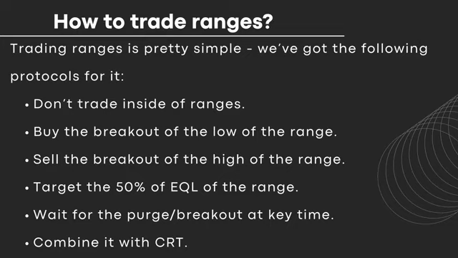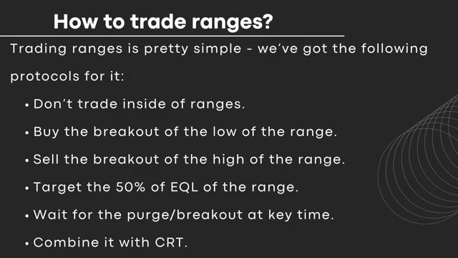Now, another important rule is to wait for the purge of either side of the range at a key time, right? This is important because you want to avoid lower probability purges and only trade those that occur at key times, such as from 3 to 4 a.m. Eastern time, or from 8 to 9 a.m. Eastern time, and so on. These are the key times which you must look for the purge.